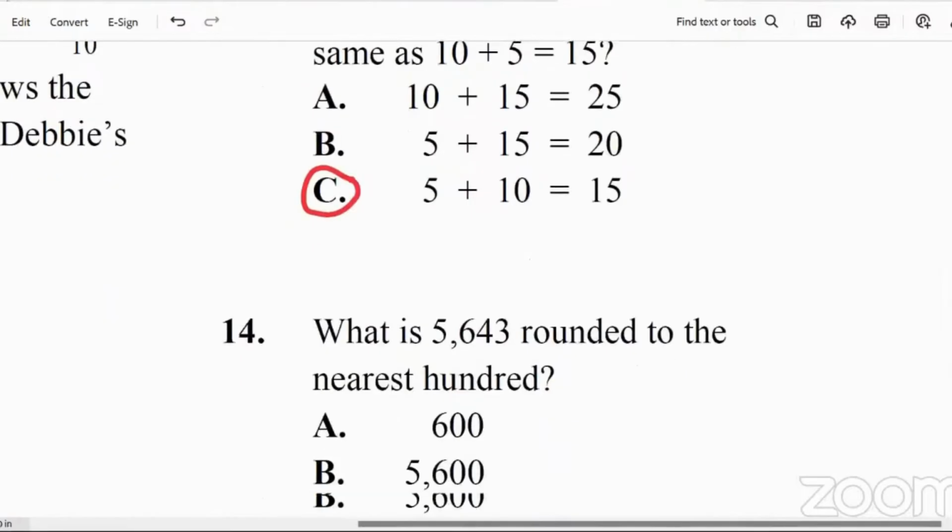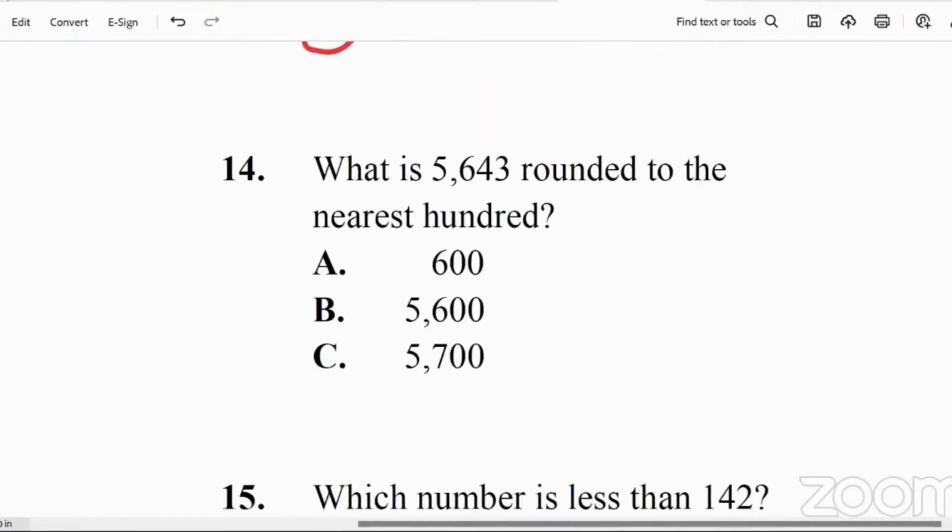Question 14. What is 5,643 rounded to the nearest hundred? All right, so far I'm seeing that most of the questions are similar to the questions on the 2021 paper. So you should check to see what areas you are weak in, then you can work on those weak areas, so that chances are, once you work on those weak areas, you would be successful in this exam in a few weeks. All right, so let's do rounding off.